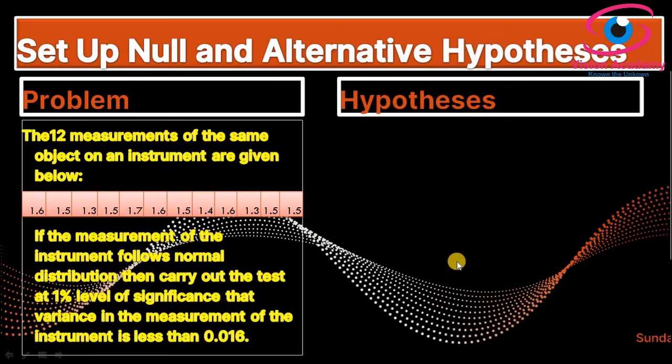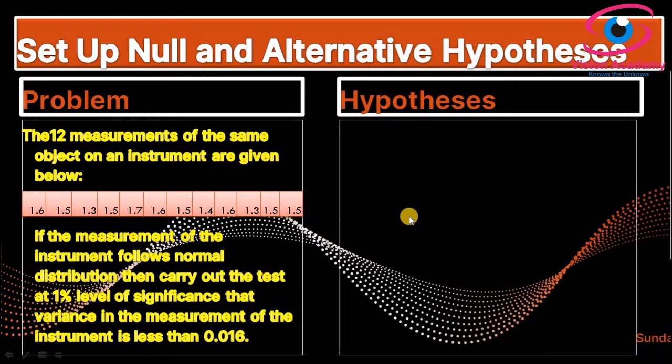To formulate null and alternative hypothesis, firstly we have to concentrate on the claim. What is the given claim? Here in this problem, we want to test the variance, which means population variance, in the measurement of the instrument is less than 0.016. So which means we have to go through the claim. So which is the claim? Our claim is variance less than 0.016. So we want to thoroughly concentrate on the variance of population in the measurements of instrument being less than 0.016.